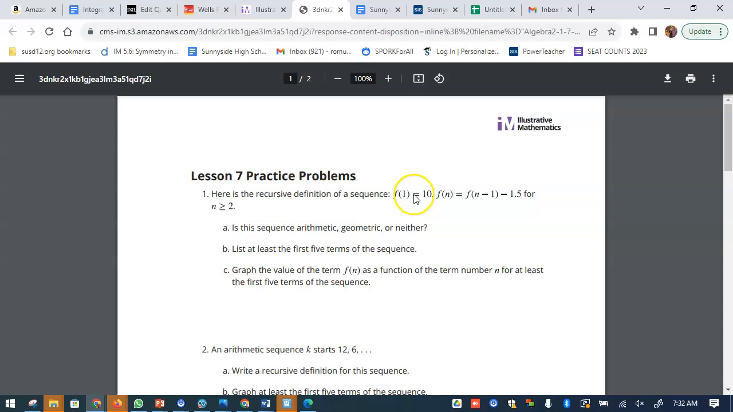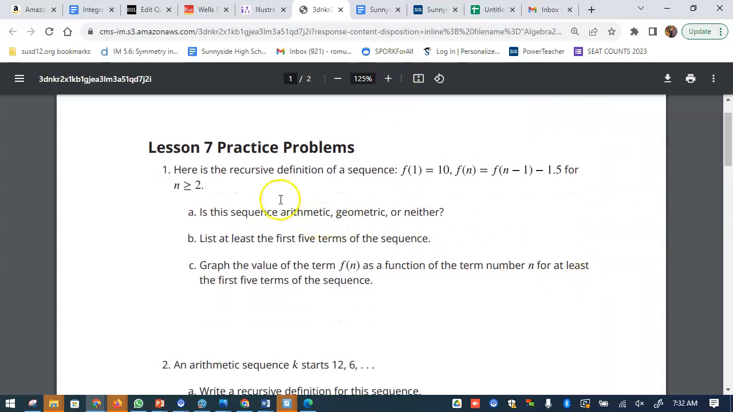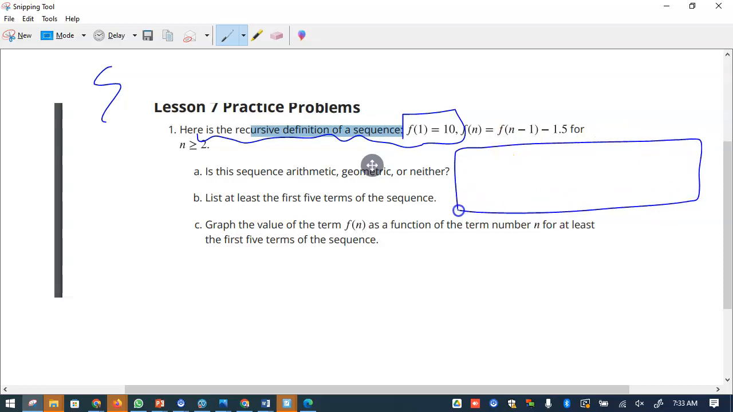Here it is, the first problem. Here is a recursive definition. The first part is given, f of 1 is 10, so we can make a table, as I always like to see the visuals. When this is 1, that means the very first term is 10, and this is n, and this is f of n. And then 2 and 3.